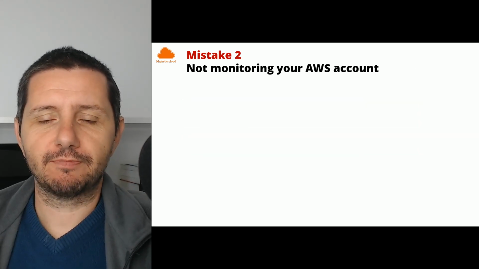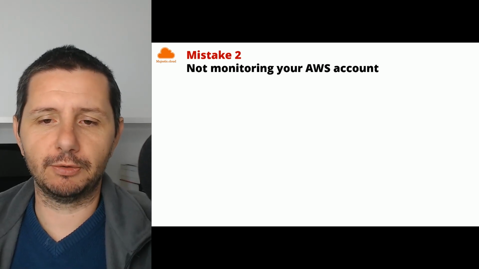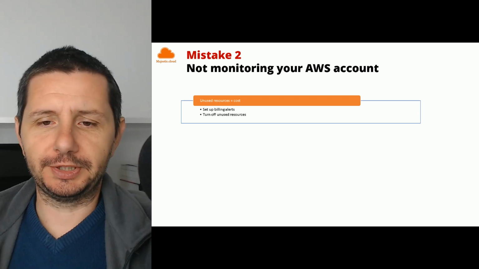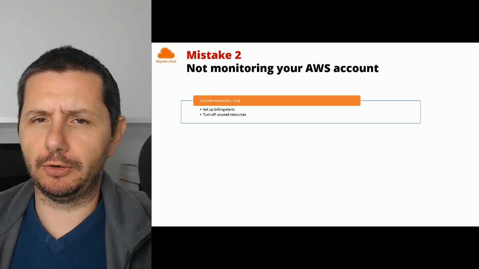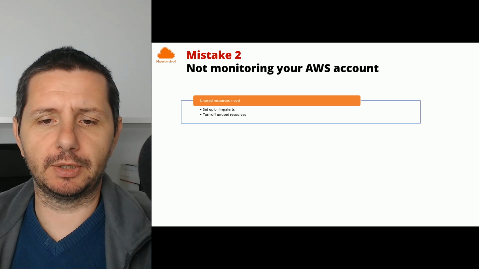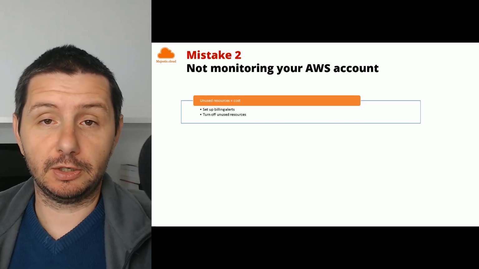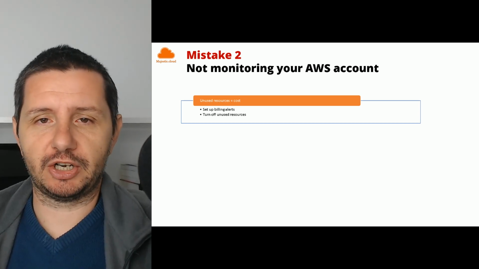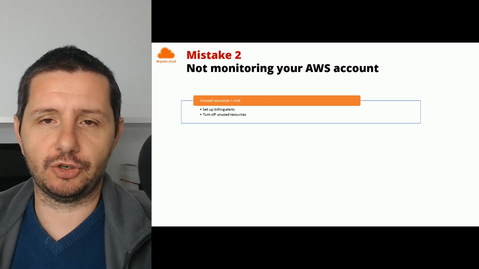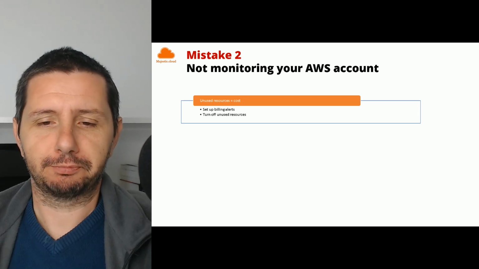Now, the second mistake is not monitoring your AWS account. So you should always monitor the AWS account and look for things like unused resources, because this will generate costs for you. And you would want to turn off those resources if you're not using them in production or for development or things like that. You can also set up billing alerts. So whenever the cost in your AWS account goes above a certain threshold, then you would get a notification via email, for example, and you would be able to take action on that.